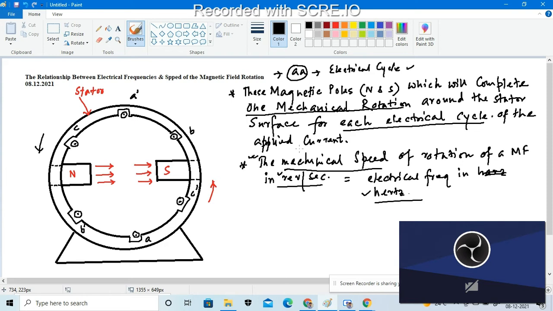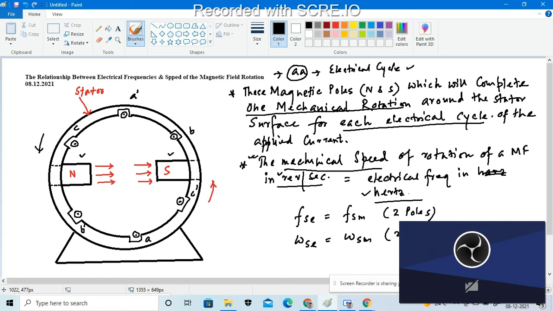So if I consider only the two poles, that means the north pole and the south pole, for that case we consider that f of AC is equal to f of SM, for the two poles. And we will also consider the angular velocity, which will be considered as omega of AC, that is equal to omega of SM, for the two poles, right?